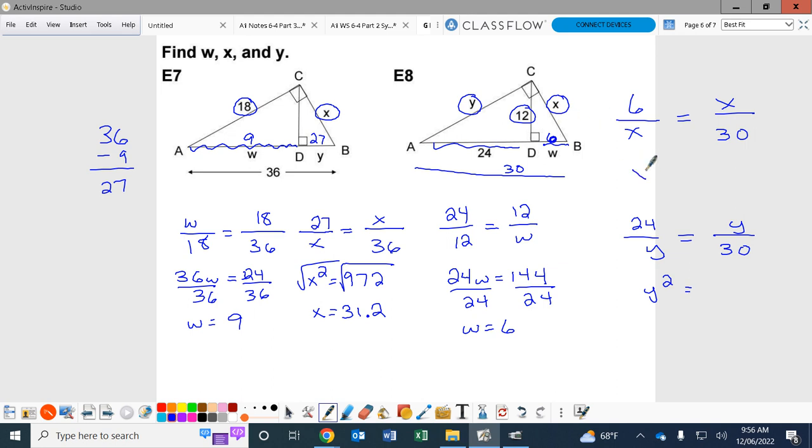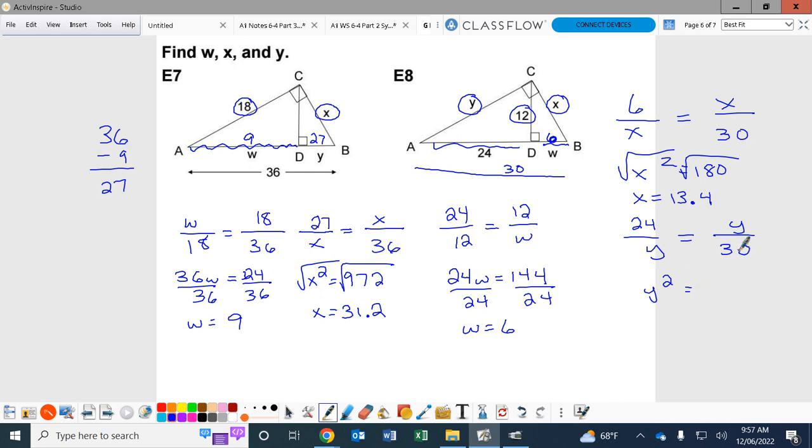That's going to be X squared equals, what is 6 times 30? 180. Alright, take the square root. 169 would be 13. 196 is 14, so it's 13 point something. I got different answers. 13.4. Okay, this is going to be a bigger number.